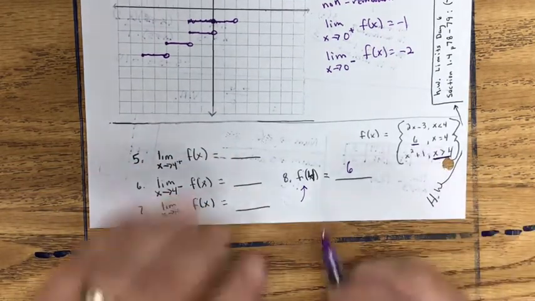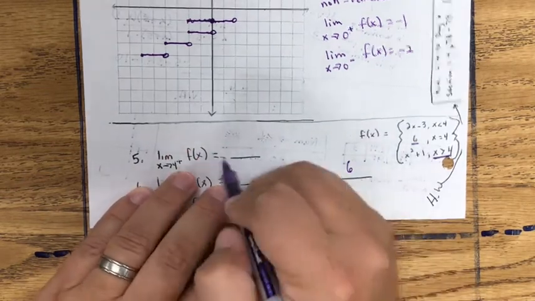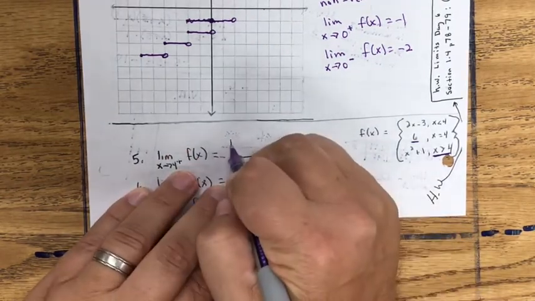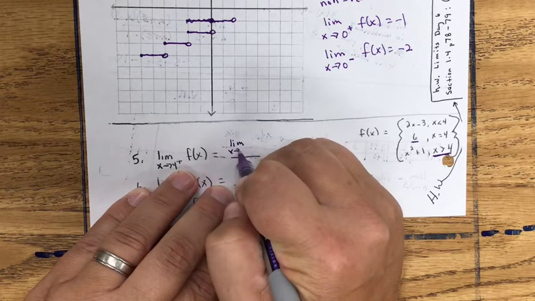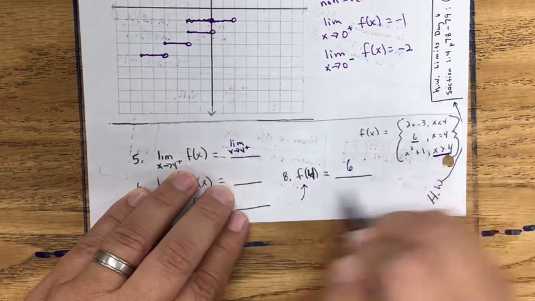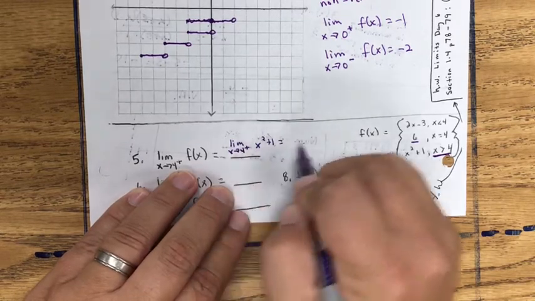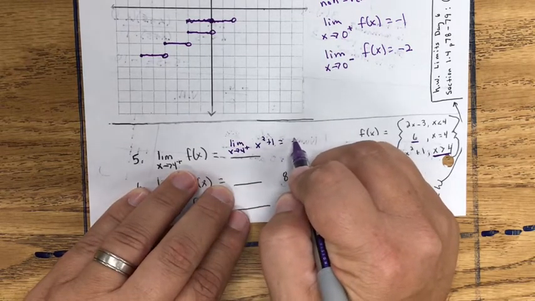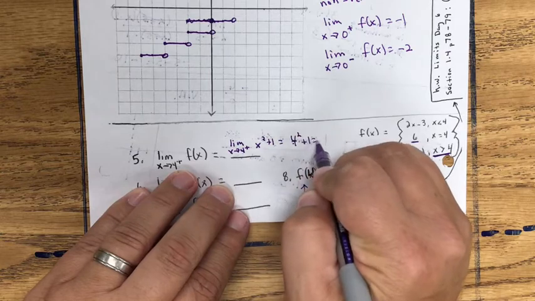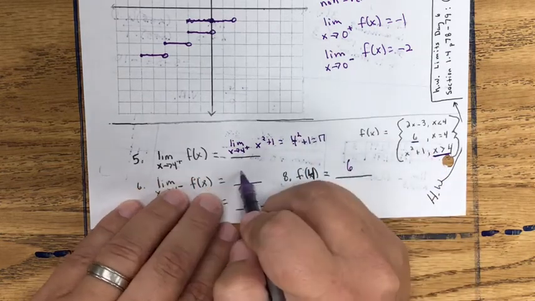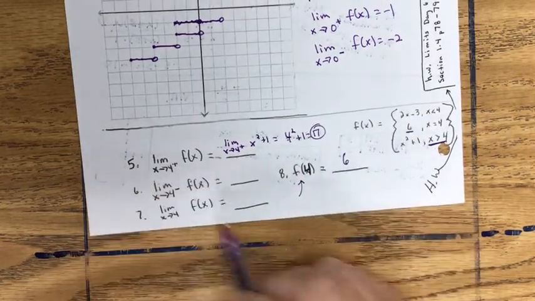As we approach 4 from the right, we're putting in values bigger than 4. So this would be the same as the limit as x goes to 4 from the right of x squared plus 1. And since it's continuous there, we'll just put that in and we'll get 4 squared plus 1, which is 17. So that is 17.